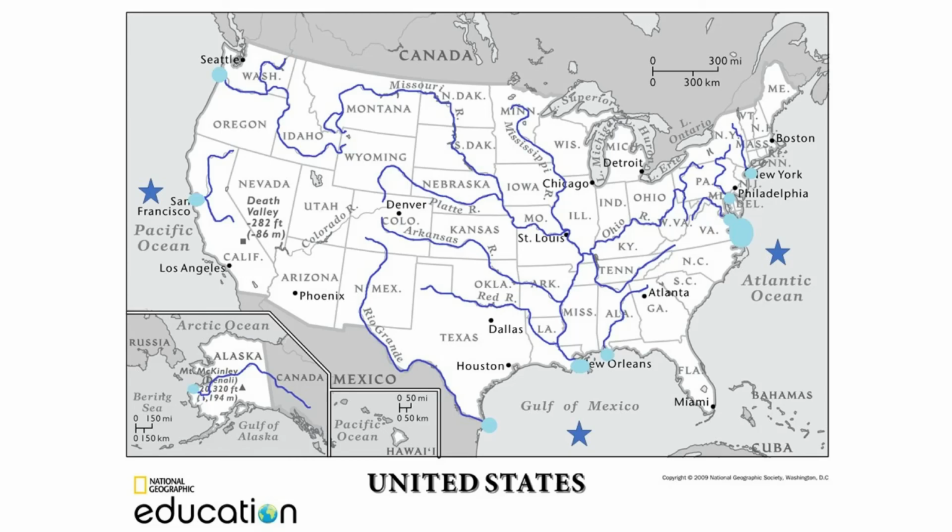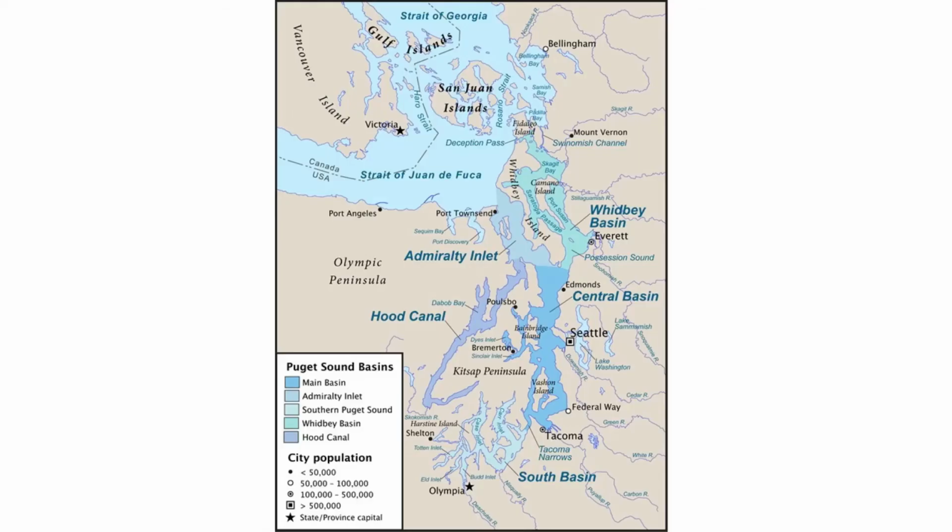On which coast is the largest estuary in the United States by volume of water located? Correct. West Coast. It's the Puget Sound. What are the two most important identifying features of an estuary? 1. They have both fresh water and salt water. And 2, they have a tide cycle.